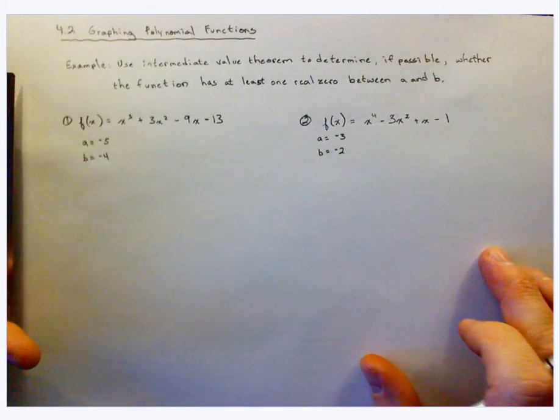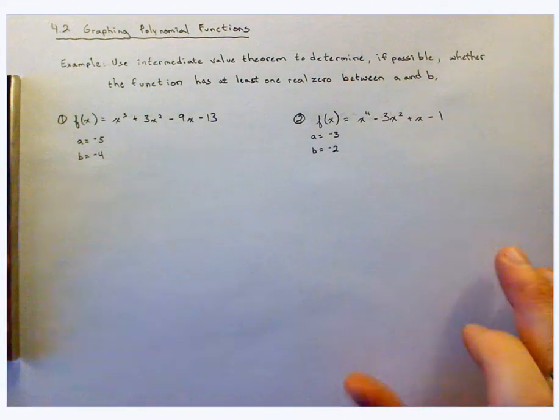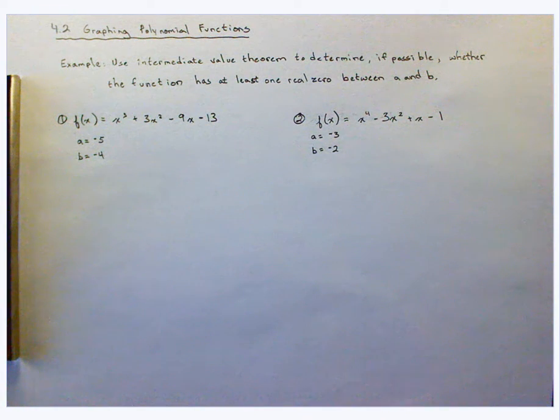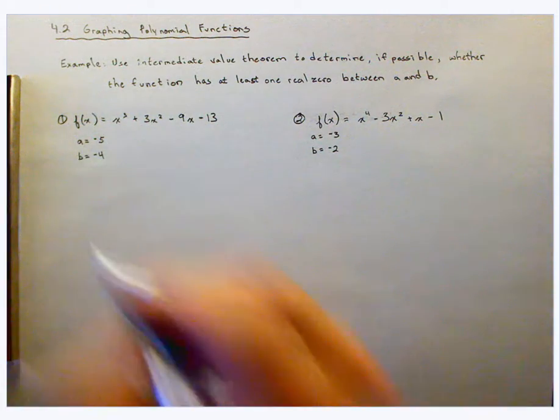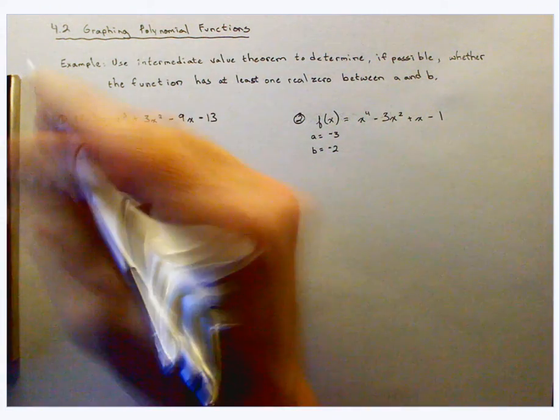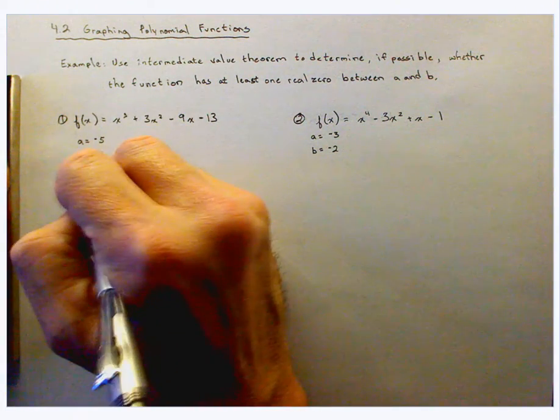All right, let us look at an example. We're going to use the intermediate value theorem to determine, if it's possible, whether the function has at least one real zero between a and b, and they give me values for a and b. So how do we solve? I just plug it in.